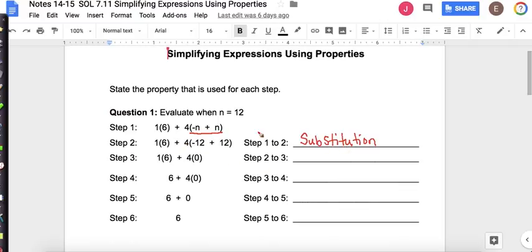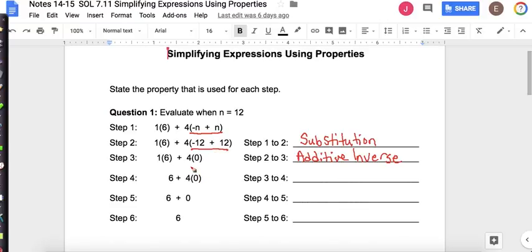Okay, now from step 2 to step 3. So I noticed that grouping is the next step. So we did this step and two opposites became 0. So when I add two opposites, that's the additive inverse. Okay, and the additive inverse says when two opposites are added together, you always get 0.